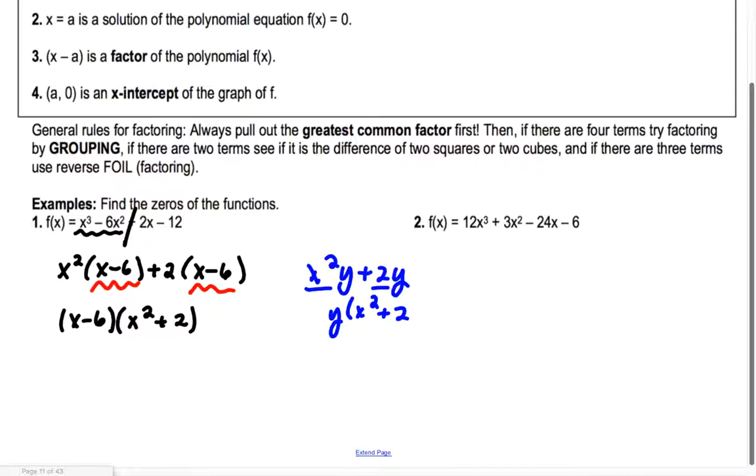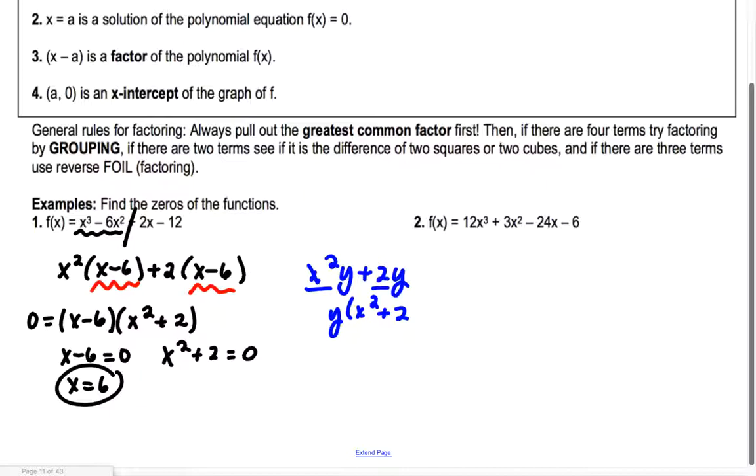So we end up getting this. We then set it equal to 0 to find the zeros or x-intercepts, right? X-intercepts set the y equal to 0, and we set each piece equal to 0. So I'm going to have x minus 6 equals 0, and I have x squared plus 2 equals 0. So the first one, I get x equals 6. The second one, I don't get a real solution.